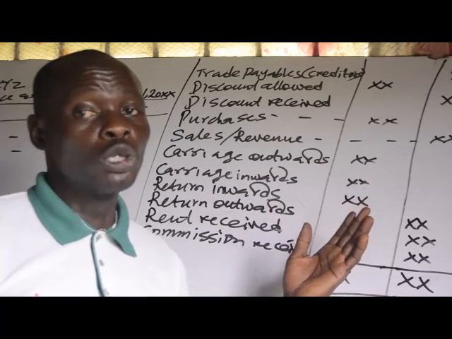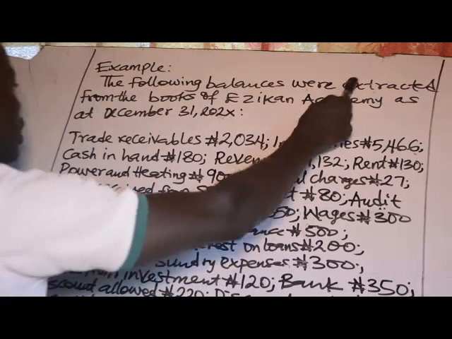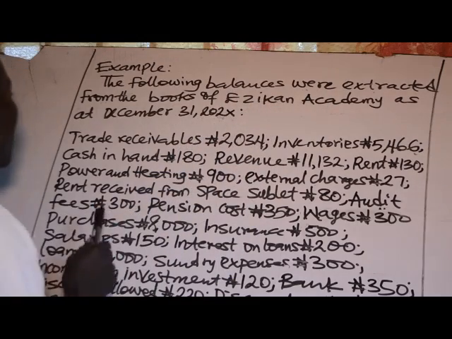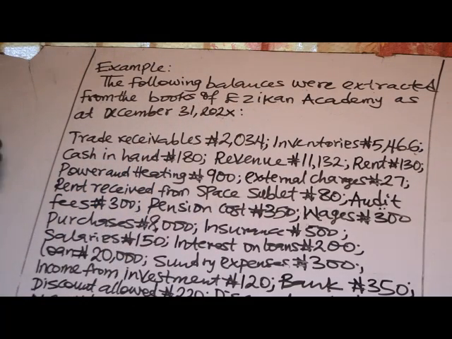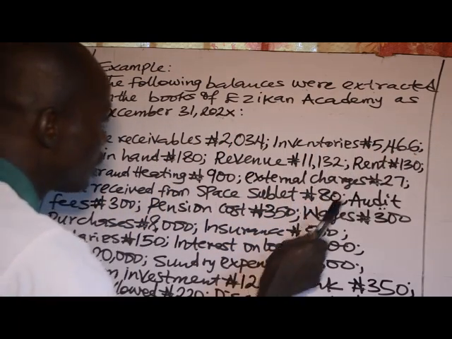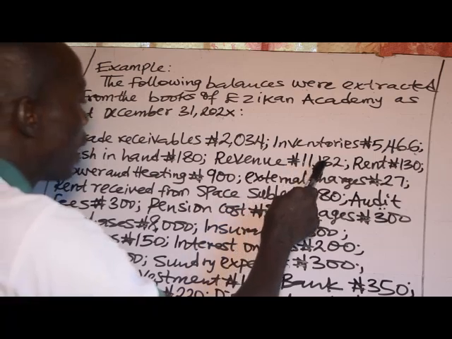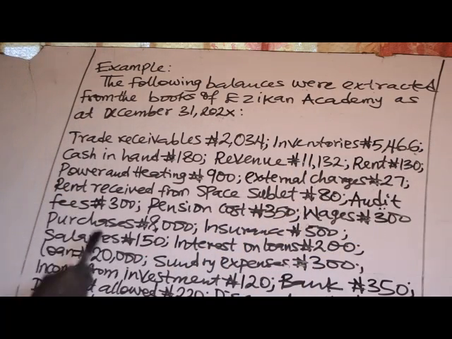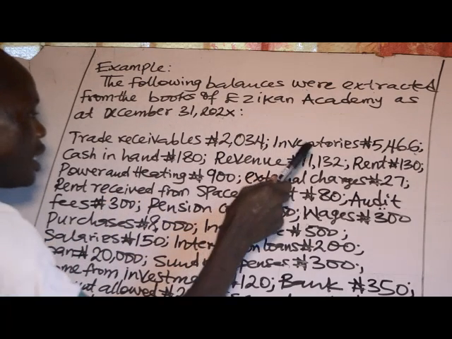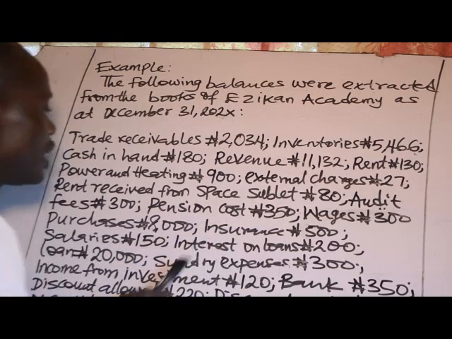So I therefore want to take a worked example. Example: the following balances were extracted from the books of Ezekiel Academy as at December 31st, 2022. Trade receivables of 2,034 naira. Inventories 5,466. Cash in hand 180. Revenue 11,132 naira. Rent 130. Power and heating 900 naira. External charges 27 naira. Rent received from space sublet 80 naira. Audit fees 300 naira. Pension cost 350 naira.